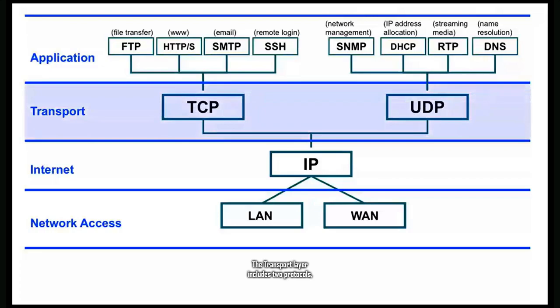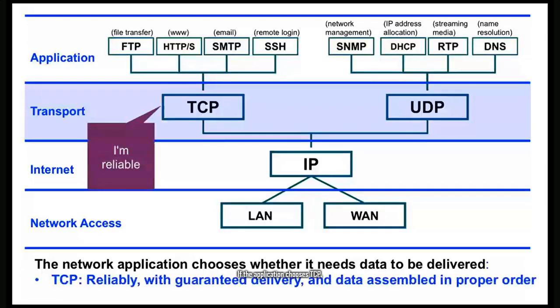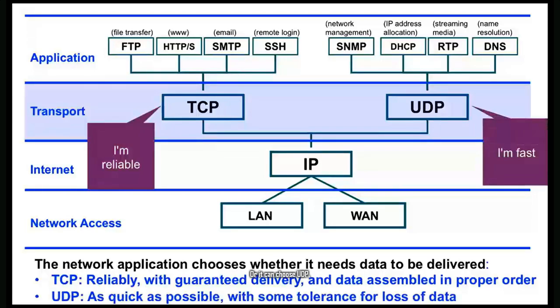The transport layer includes two protocols, TCP, Transmission Control Protocol, and UDP, User Datagram Protocol. These protocols determine how the data will be delivered, reliably or unreliably. It is up to the network application to choose. If the application chooses TCP, the data will be delivered reliably, with guaranteed delivery and assembled in the proper order. Or it can choose UDP when the data needs to be delivered as quickly as possible, with some tolerance for loss of data.